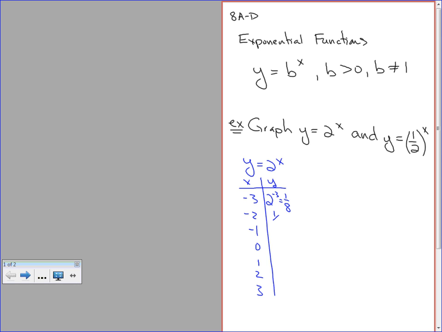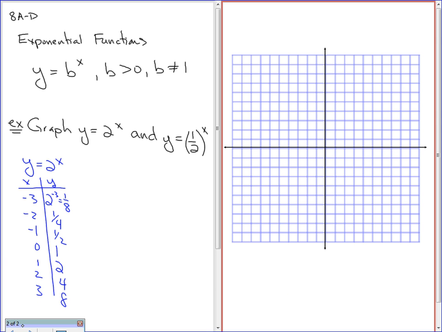2 to the -2 is 1/4. 2 to the -1 is 1/2. 2 to the 0 is 1. Anything to the power 0 is 1. 2 to the 1 is 2. 2 to the 2 is 4. 2 to the power 3 is 8. So when I graph this, if you don't have graph paper, just roughly sketch it. I have my x-axis, my y-axis, and I'm graphing.